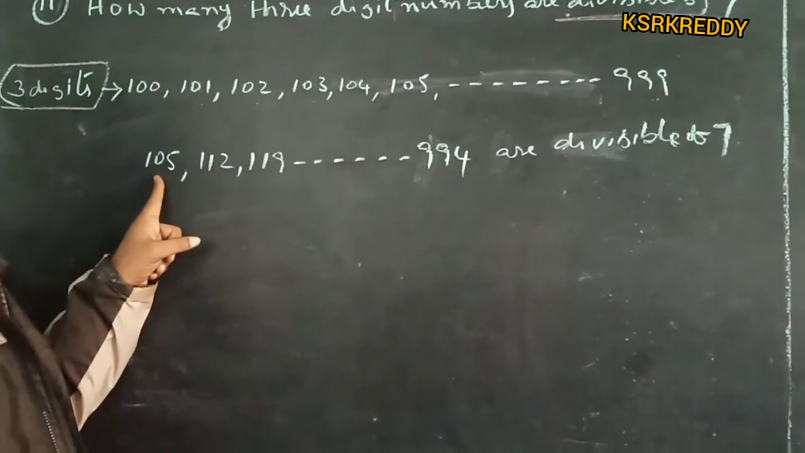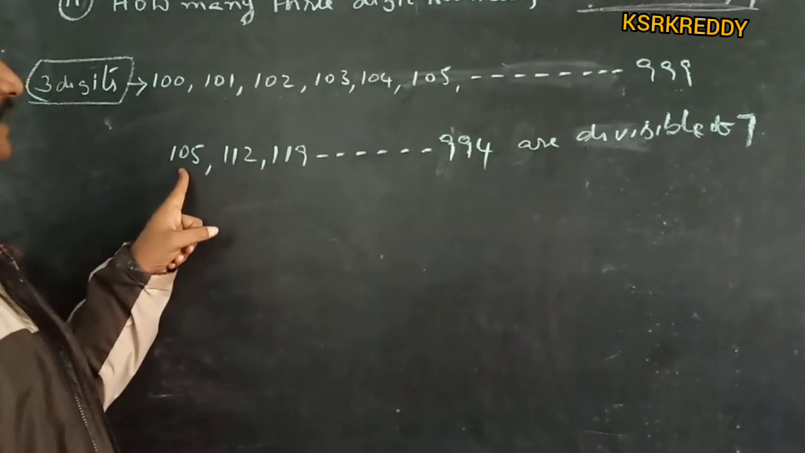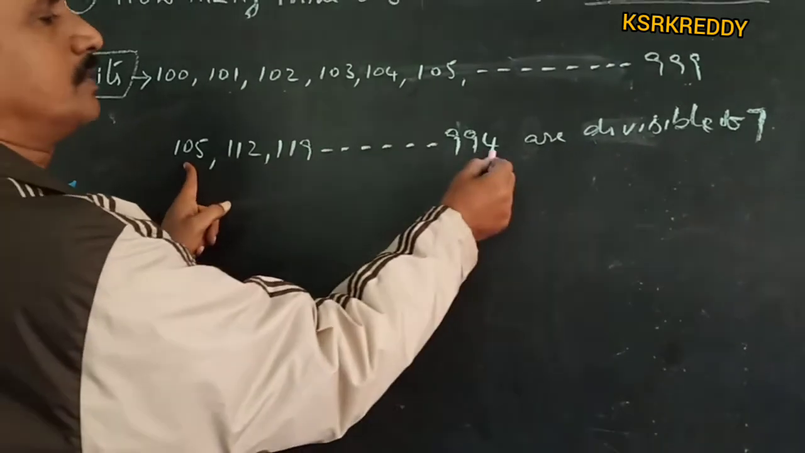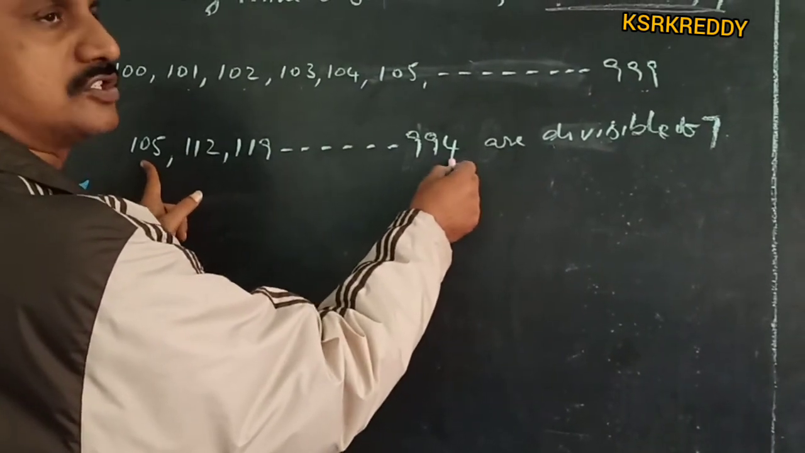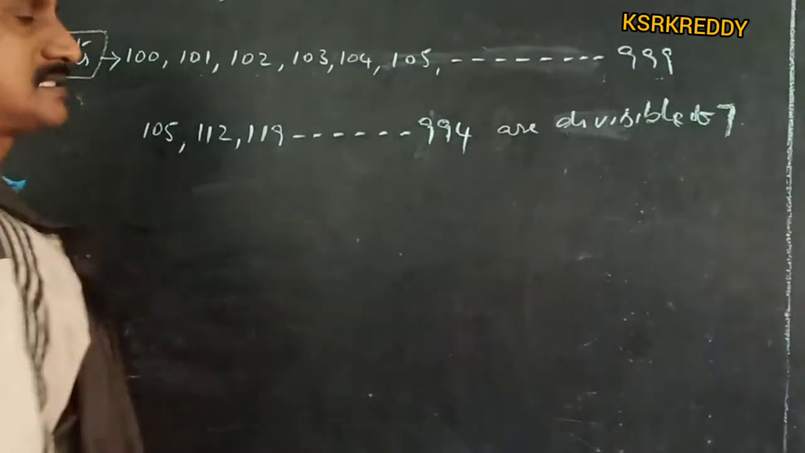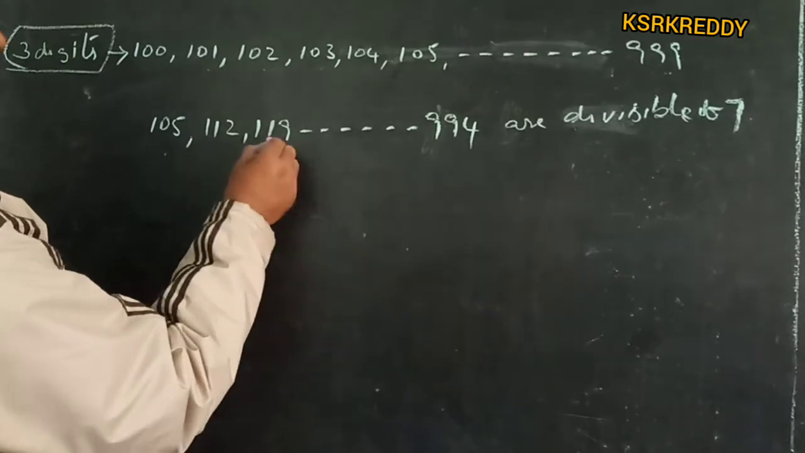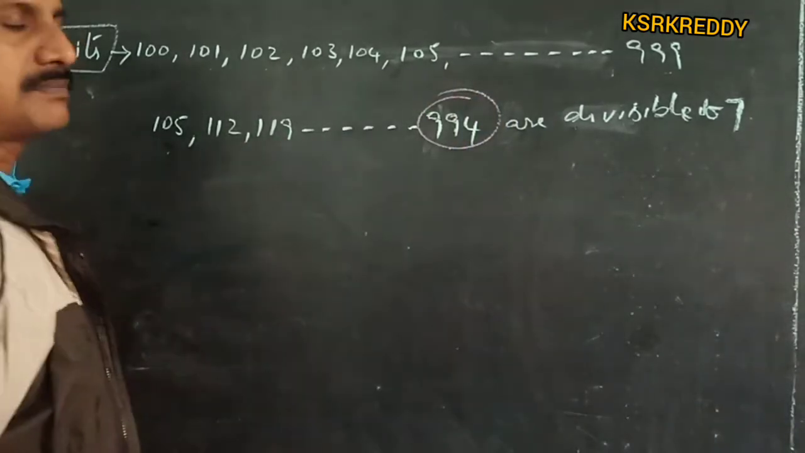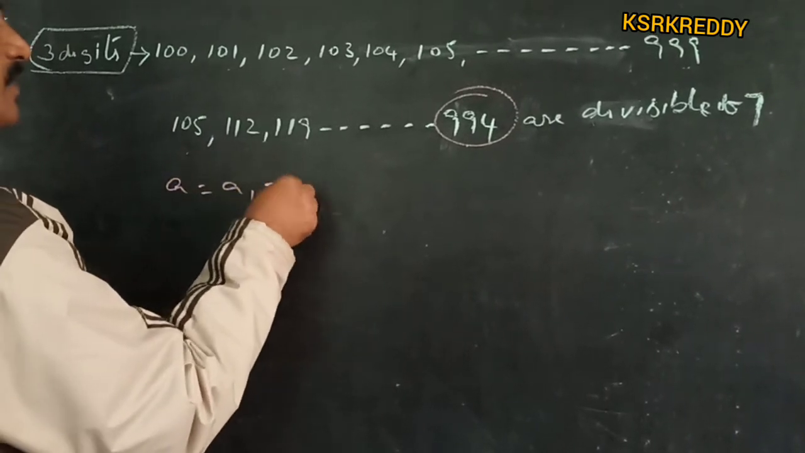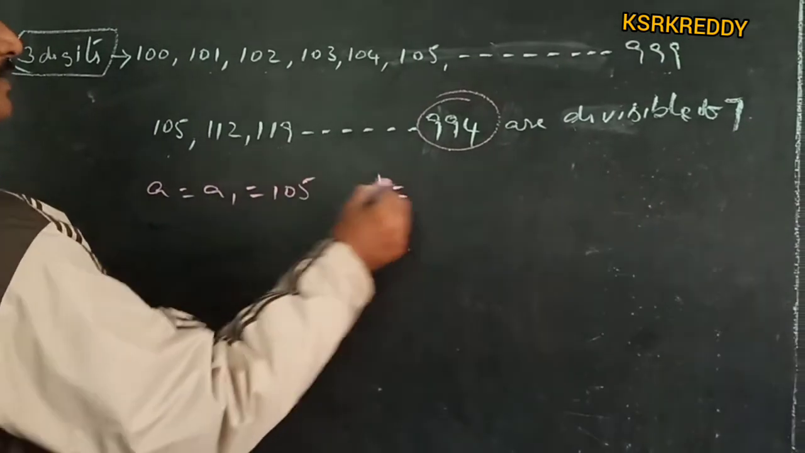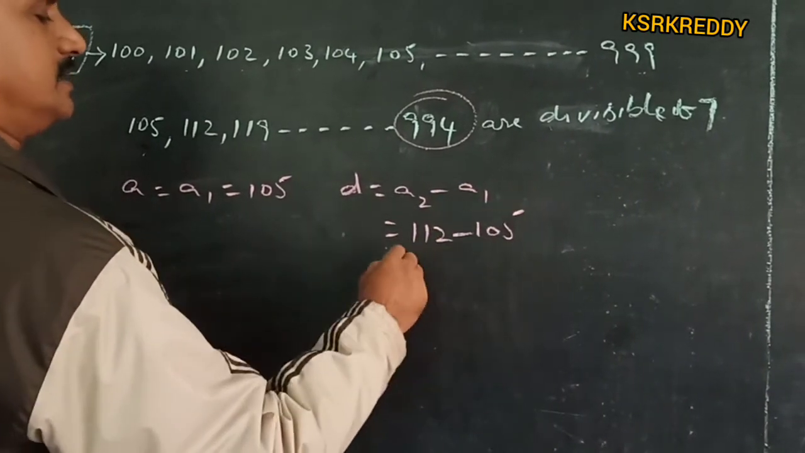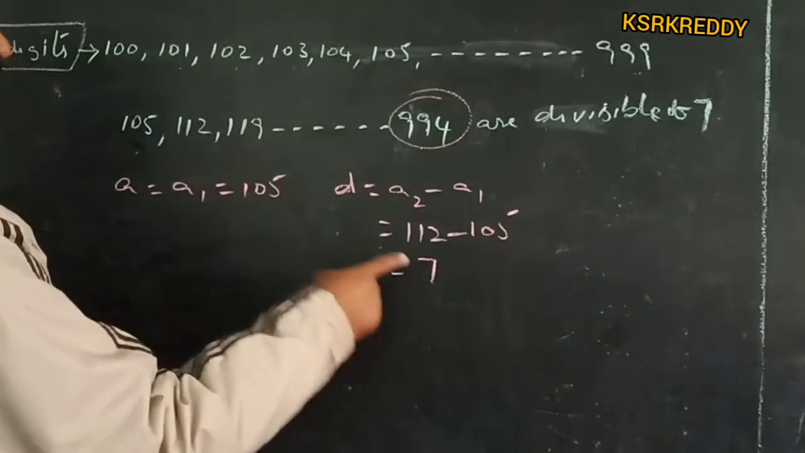105 is divisible by 7. 105, 7 ones are 7, 7 fives are 35. And next 112, next 119, up to 994. 994 is also divisible by 7. So these are the 3-digit numbers divisible by 7. Here we have the first term, second term, third term, and the last term, which is an. A is equal to A1 is equal to 105 and D is equal to A2 minus A1. A2, 112 minus 105, is equal to 7. Common difference equals 7.